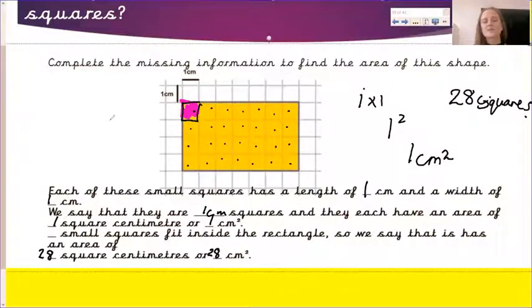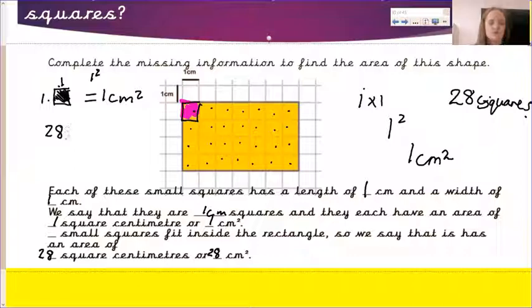So we are counting them up, and because we know that one square is equal to 1 centimeter squared, because it is 1 and 1, which is the same, because we'd work out the area by timesing this by this. So 1 centimeter, 1 squared centimeter is equal to that. There are 28 of those, 28 squares. Okay, so it is the same as saying 28 centimeters squared.